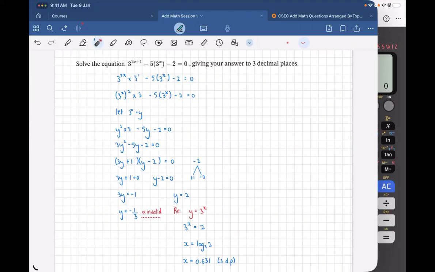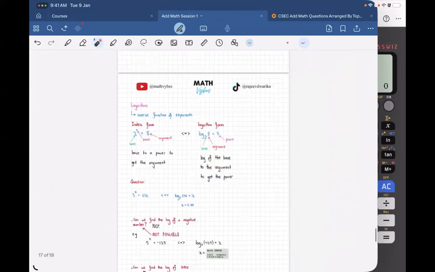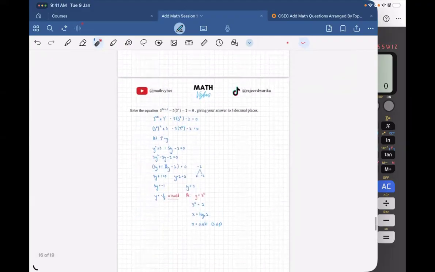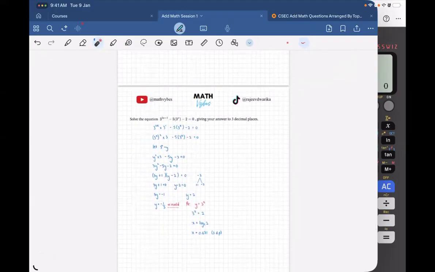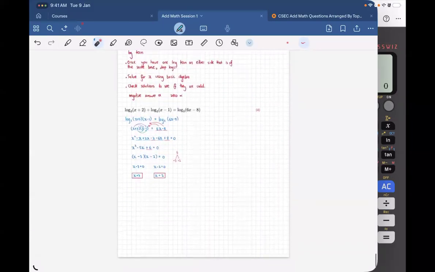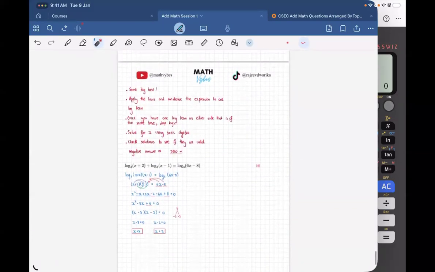Okay, great. So before we finish class today, I just want to let you guys know that we are done with indices. This is more or less all the questions that come with indices. The other questions would be a combination of logs and indices.